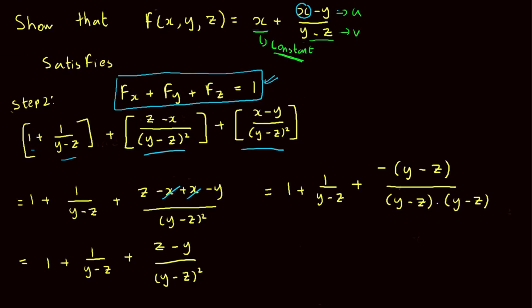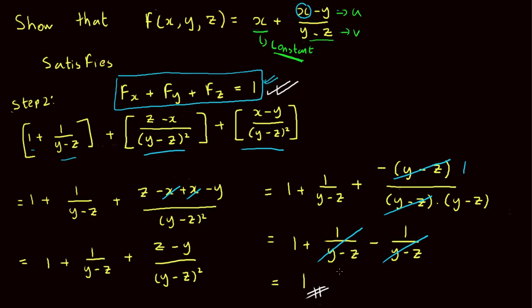Therefore it's very simple. You can just factorize it and you get here 1. So you get here 1 plus 1 over y minus z minus 1 over y minus z. Easily cancelled. And tada, magic. You get your answer 1. So yes, hooray, we managed to actually prove that we satisfy this equation right here.